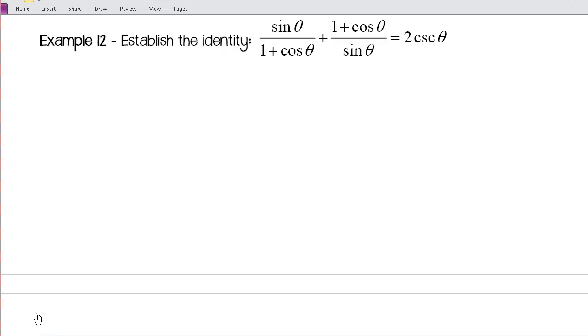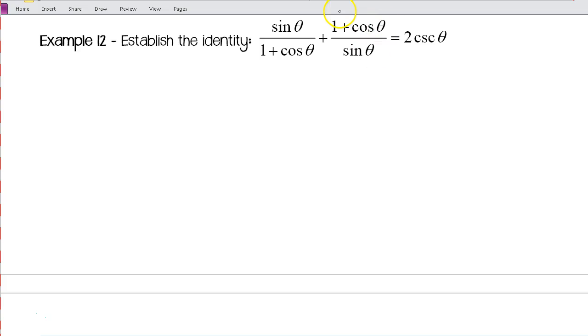This is Mr. Martin. These are video notes for Pre-Calculus Advanced. We are in Unit 7, Section 7.3. We're working with identities, and for this last example in the notes packet, we want to establish another identity.